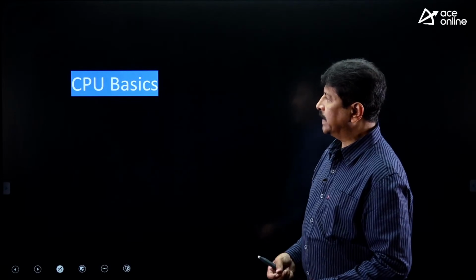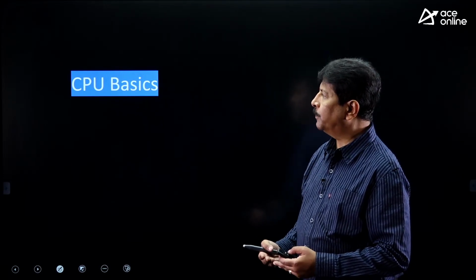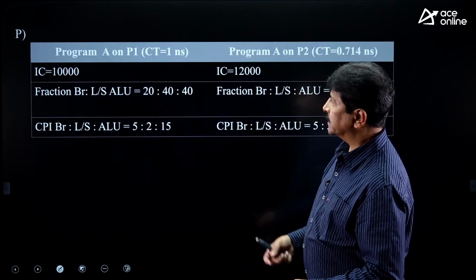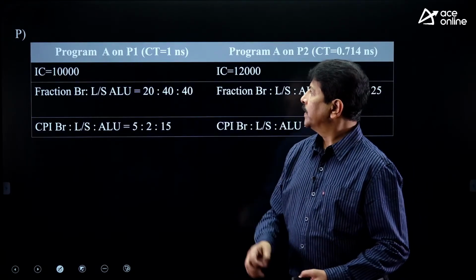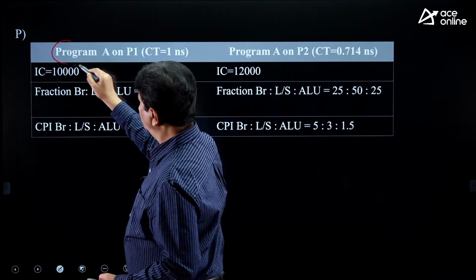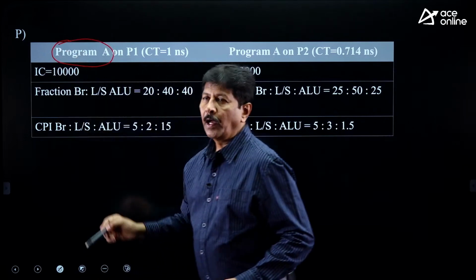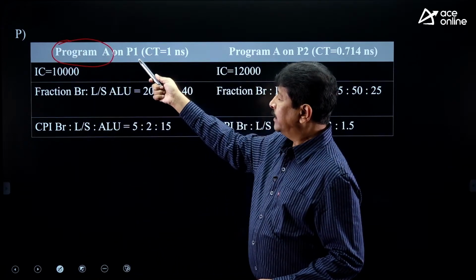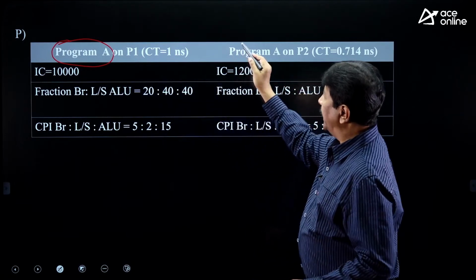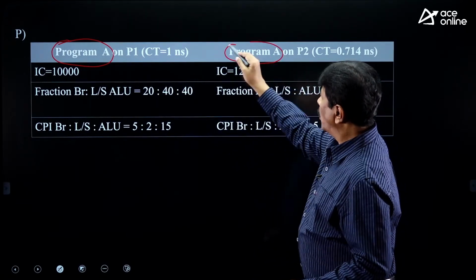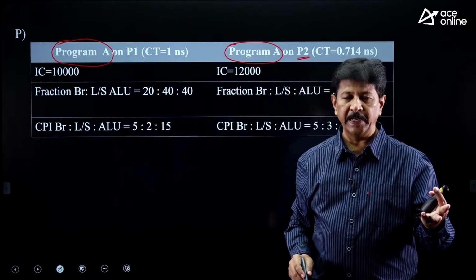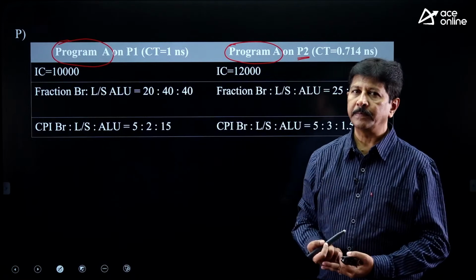Of course, sometimes based on the CPU performance, questions will come, and how they are going to ask you is like this. I'll tell you one simple question here. We want to execute program A on two processors. I want to execute on processor 1, which is supplied by Intel, assume that. Same program A, I want to execute on processor number 2, which is given by AMD company. Okay, so which one is better?